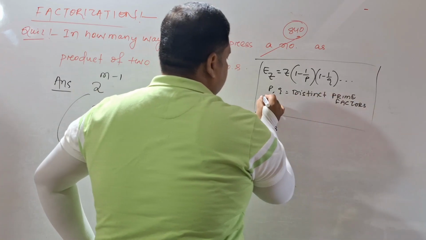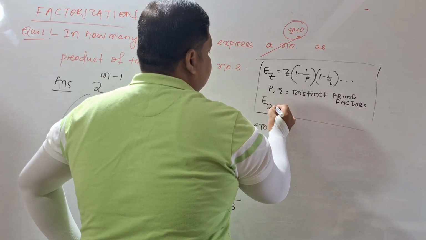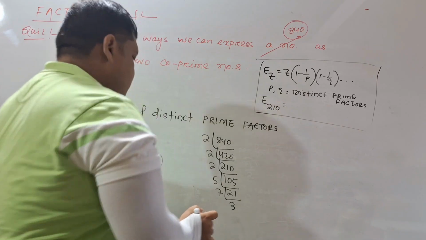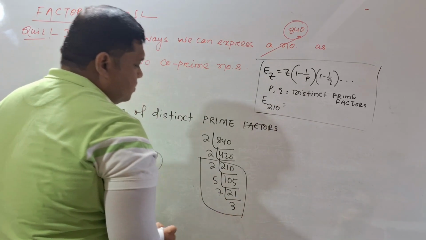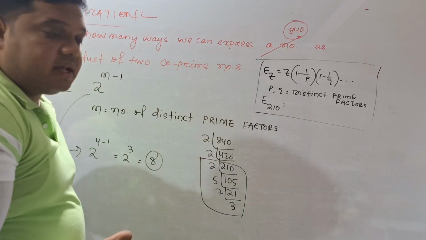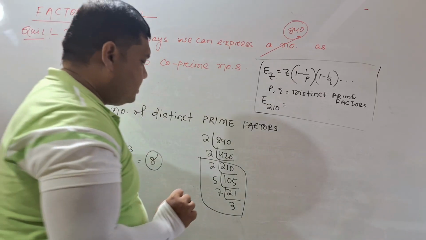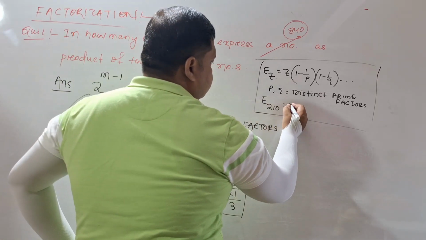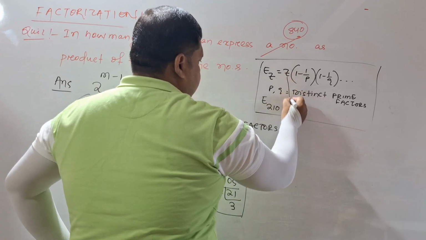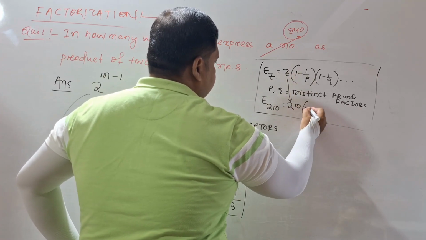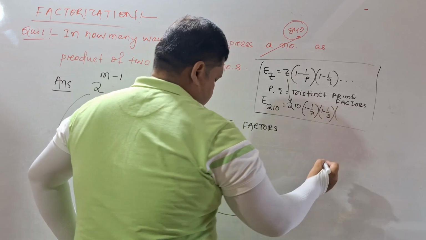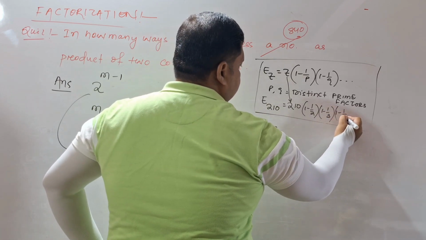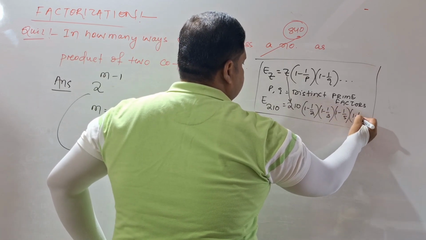Suppose I say Euler's number of 210, because 210 is already done here. Just focus here. If you find it for 210, how many distinct prime factors are there? 4 distinct prime factors are there. 4 distinct prime factors means first you write the number, then 1 minus 1 by 2, whole, into 1 minus 1 by 3, whole, into 1 minus 1 by 5, whole, into 1 minus 1 by 7.